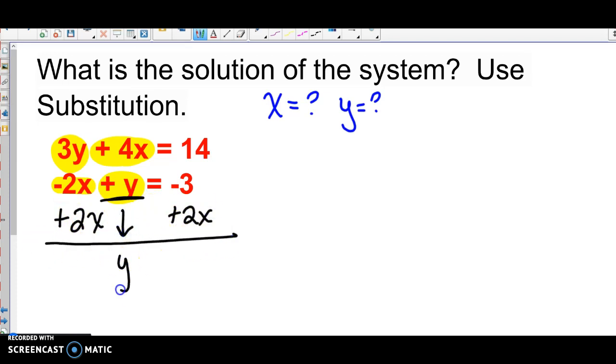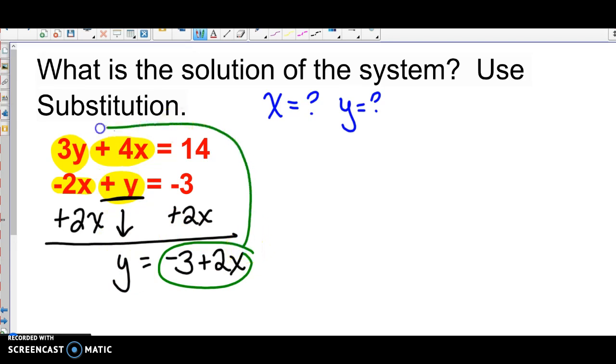This gives me y equals negative 3 plus 2x. Okay, that gave me what my y equals. Now, I need to plug that in for y, but I want to remember to do it to the other equation, not the one I changed, because I would end up with infinite solutions. So I'm going to plug this in for y in this equation.